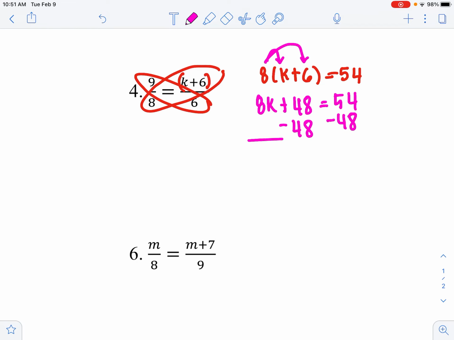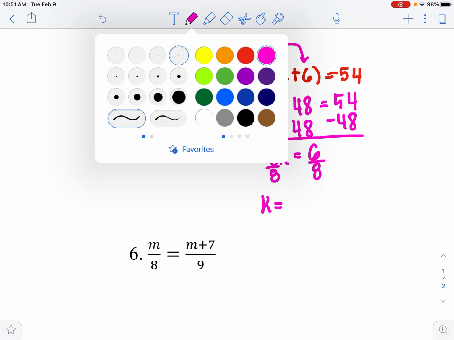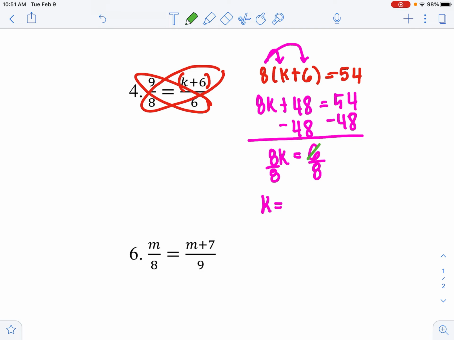Subtract 48 from both sides. That's 8k is equal to 6, and then divide both sides by 8. So I have k is equal to 6/8, we can write this as a simplified fraction. Both of those numbers are even. So 2 goes in here 3 times, 2 goes in here 4 times, so k is 3/4.